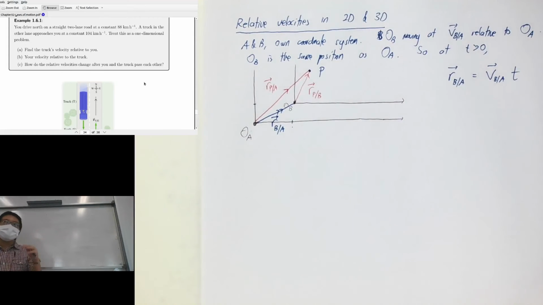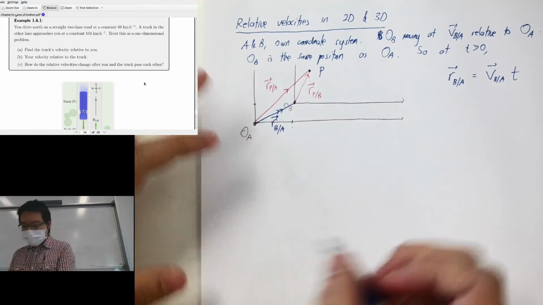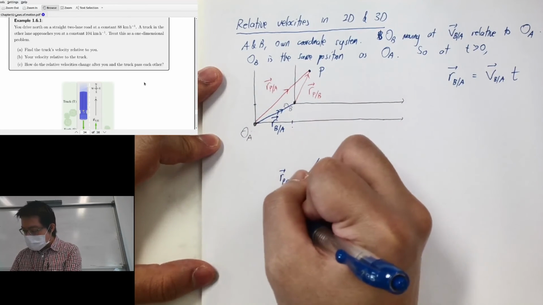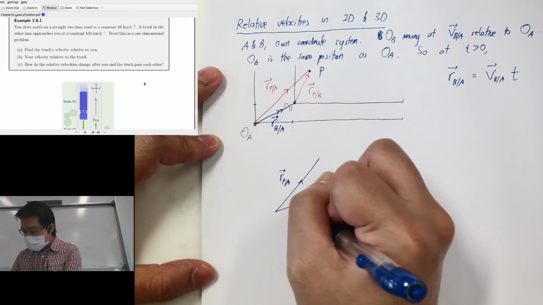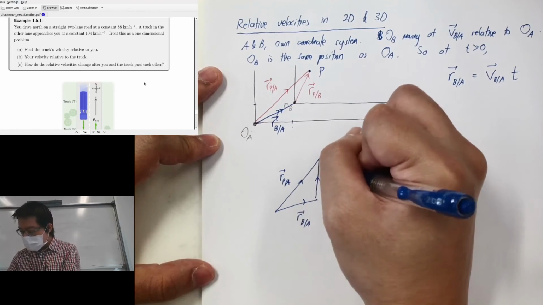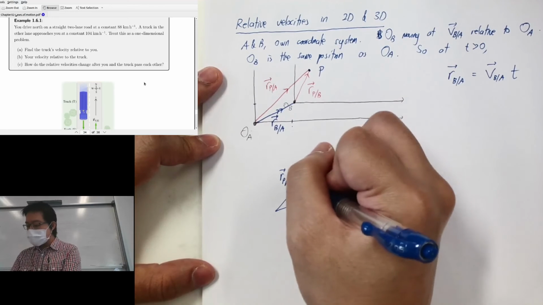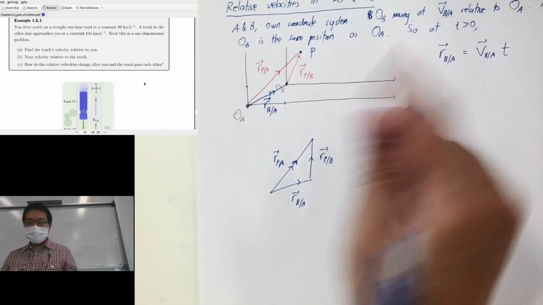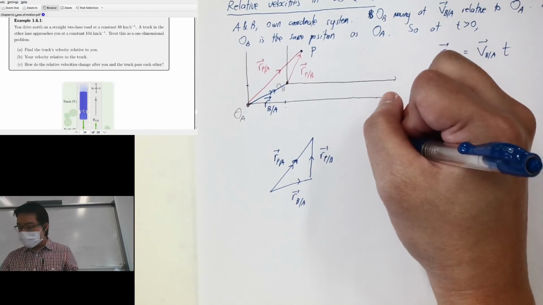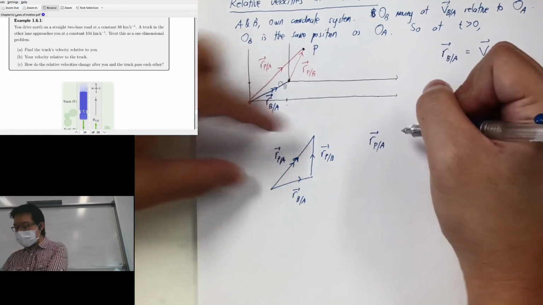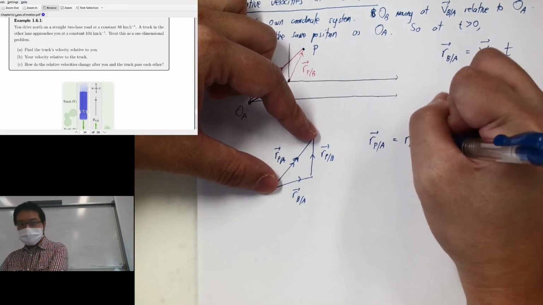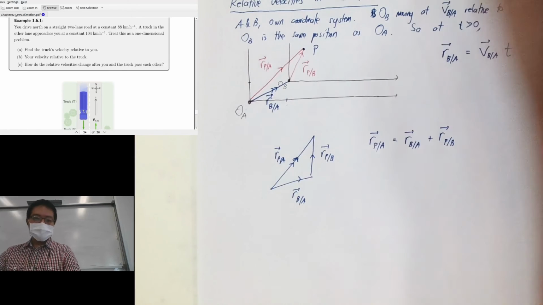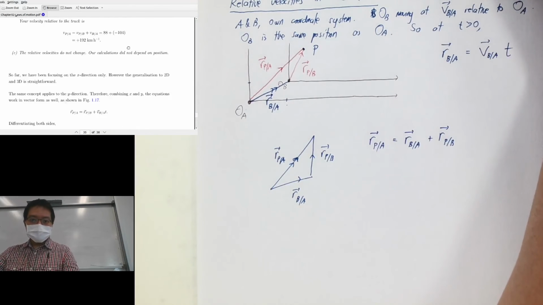So notice that we have drawn a closed triangle. This is vector r_PA, and then we have r_BA, and then another side, r_PB. This is like a vector sum where this is the resultant vector. So from here we can conclude that this forms a triangle. The vector r_PA is the vector sum of these two, so we get r_BA plus r_PB. Okay, so let me move to this picture.